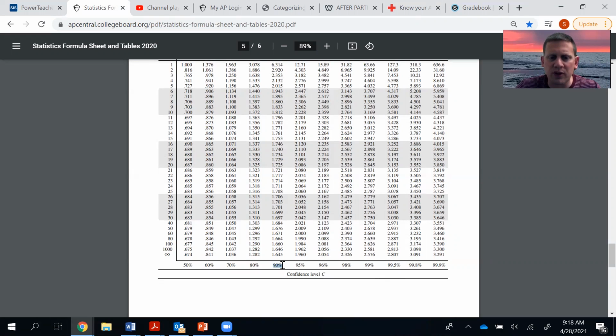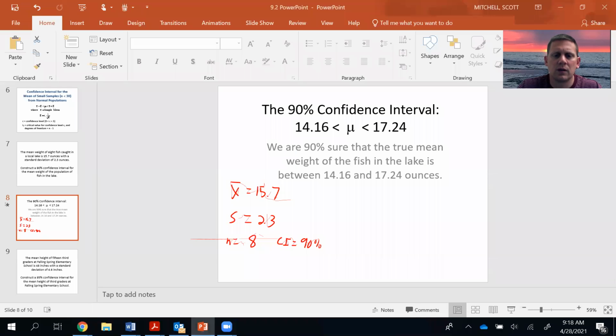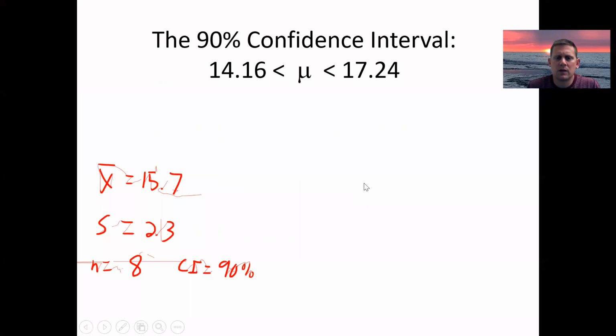So I find my 90% confidence. And then my sample size was 8, so I do 8 minus 1, which is 7. So we're looking for this column and this row. So it's 1.895. So my T star is 1.895.